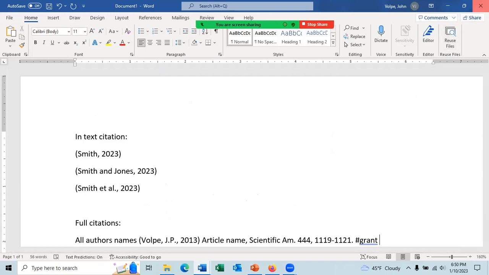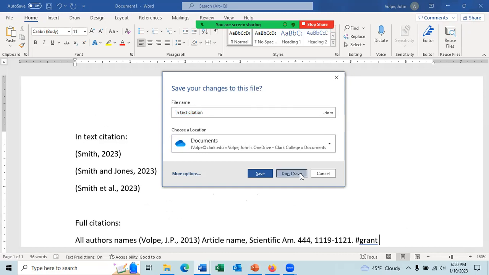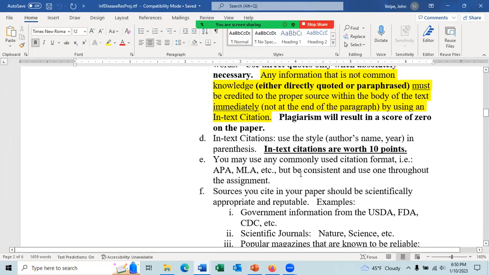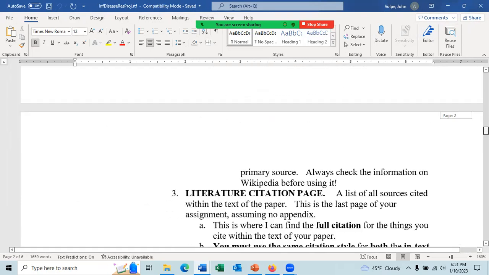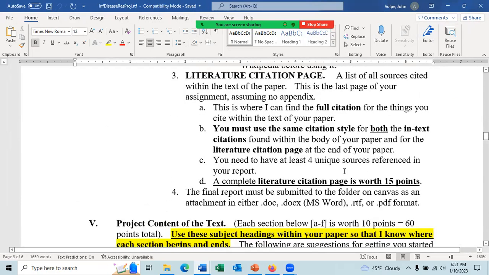Let me warn you that the citations are a place where students frequently lose points because they're not citing the article correctly. They're not doing the in-text citation correctly, or they're not doing the full text citation correctly. Usually with the full text, what they're doing is they're putting in an abbreviation or they're not including all the authors.